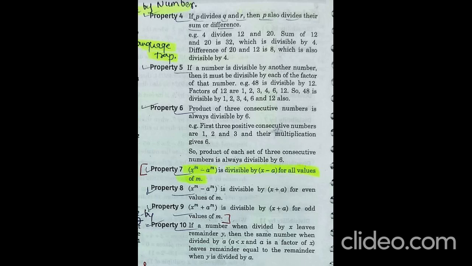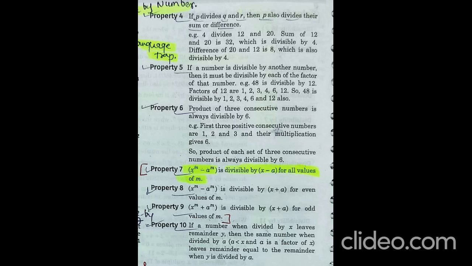For example, 48 is divisible by 12. So what are the factors of 12? They are 1, 2, 3, 4, 6 or 12. In the same way, 48 is divisible by 1, 2, 3, 4, 6 or 12. So this is what they are saying.